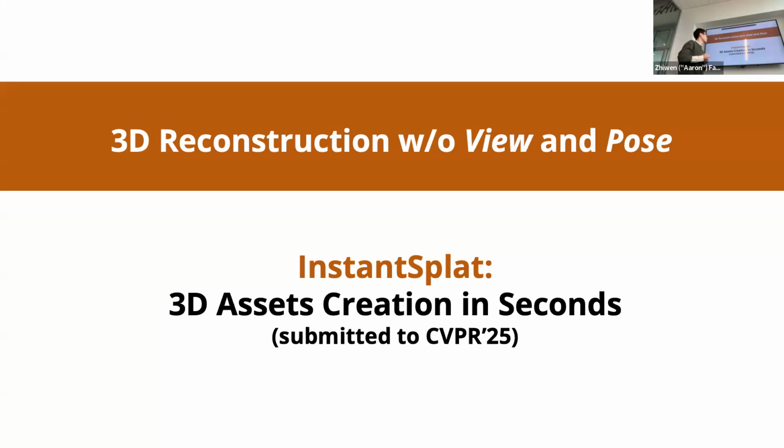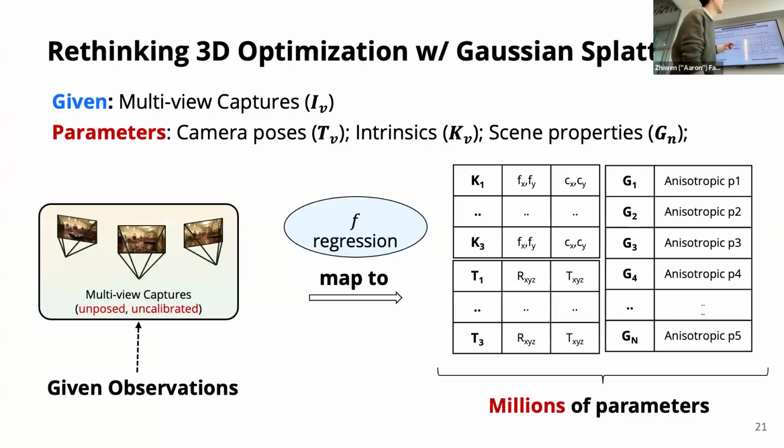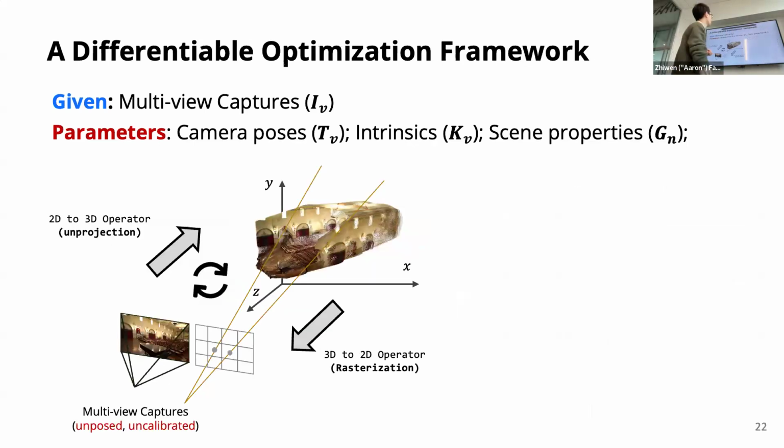InstantSplat is trying to create the 3D asset in just seconds. Since previous methods rely on dense image data, and their processing step is roughly 1 or 2 hours. So we're going to reduce the creation time from hours to just seconds. So again, the 3D optimization problem relies on an iterative optimization way to gradually estimate all these parameters based on the image observation. That's a basic principle of 3D learning.